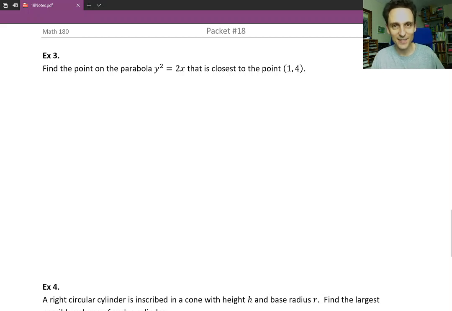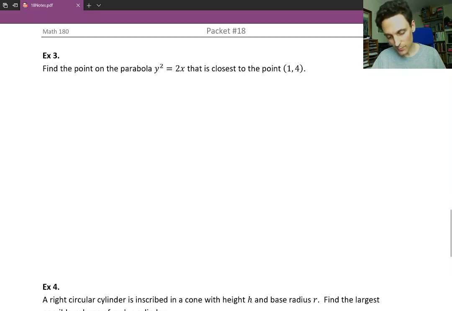Hello and welcome back. In example 3, we're asked to find the point on the parabola y squared equals 2x that is closest to the point (1, 4). Now you may not be used to this kind of parabola. This is an x equals y squared type parabola instead of a y equals x squared type parabola. So this is a right-left opening parabola.